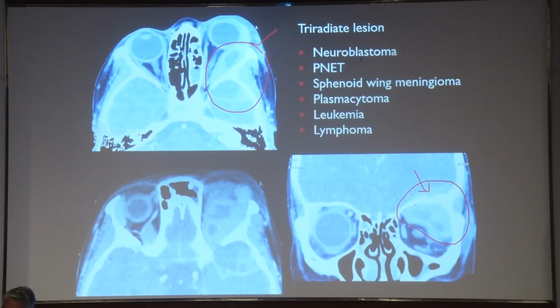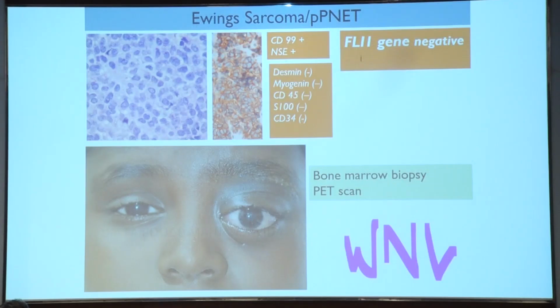This is what we have always been taught, even in our fellowship. Whenever you find a triradiate lesion, this is called a triradiate lesion, involving 3 spaces, all right? Neuroblastoma, PNET, sphenoid wing meningioma, plasmacytoma, leukemia, and lymphoma. This is mostly in the adults. When it is a child, you should always think of a neuroblastoma or a PNET. And we went ahead doing an incisional biopsy, and it came out to be an Ewing sarcoma.